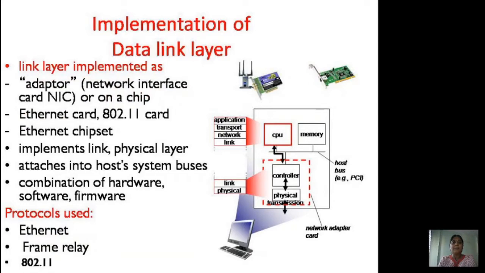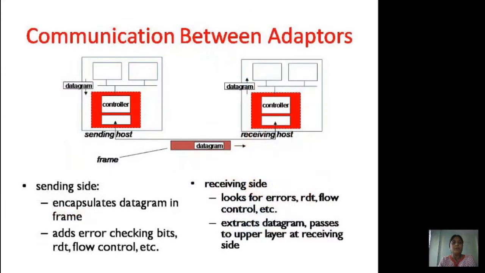Data link layer is implemented as an adapter. It is called a network interface card, or NIC, or a chip. Ethernet card, 802.11 card, and Ethernet chipsets are the other names used to denote the data link layer implementation. The NIC card implements both link and physical layer services. It is attached to the host system buses. It is a combination of hardware, software and firmware. The protocols used by the data link layer are Ethernet, frame relay and 802.11.